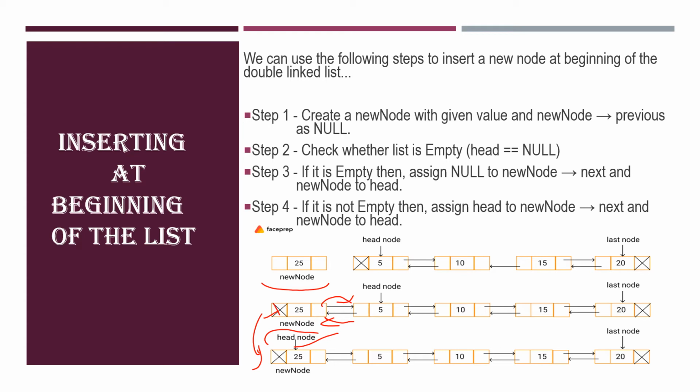For that, as usual, we want to check whether the list is empty or not. If my head is null, then there are no other elements in my list. Whatever I am creating as a new node is my first element.